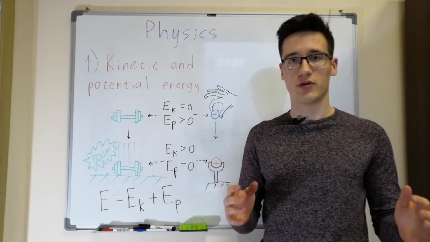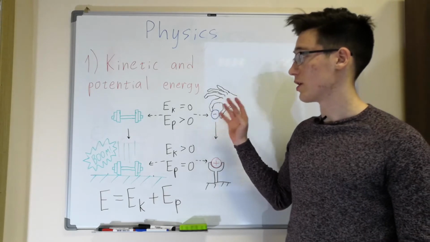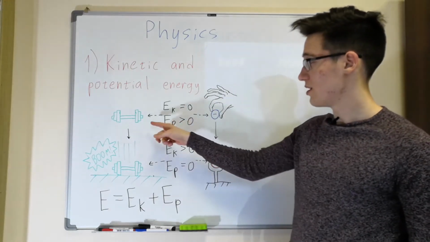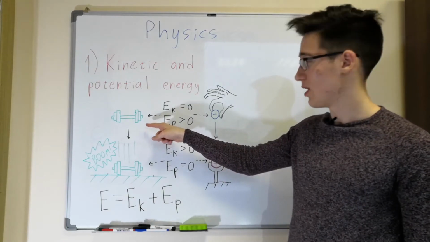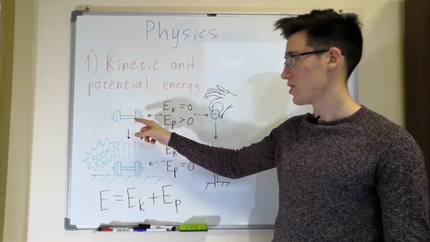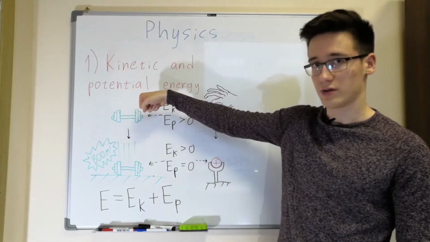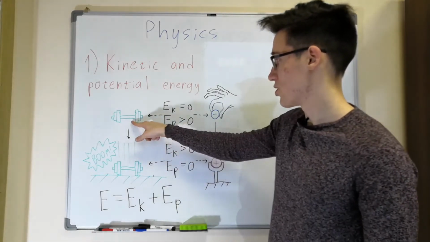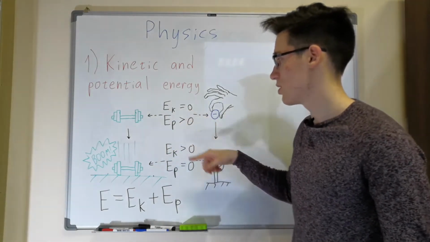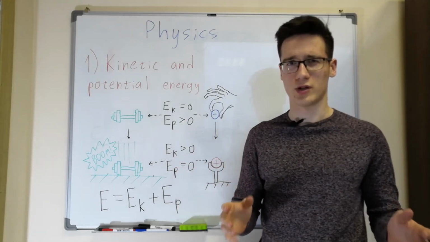The next important thing that we're going to talk about is kinetic and potential energy, and energy in general. So here you can see this nice little dumbbell which is falling to the ground, and here imagine that someone holds it like this and it is not falling right away. In this position, its kinetic energy is zero and its potential energy is more than zero. So what is kinetic energy and what is potential energy?